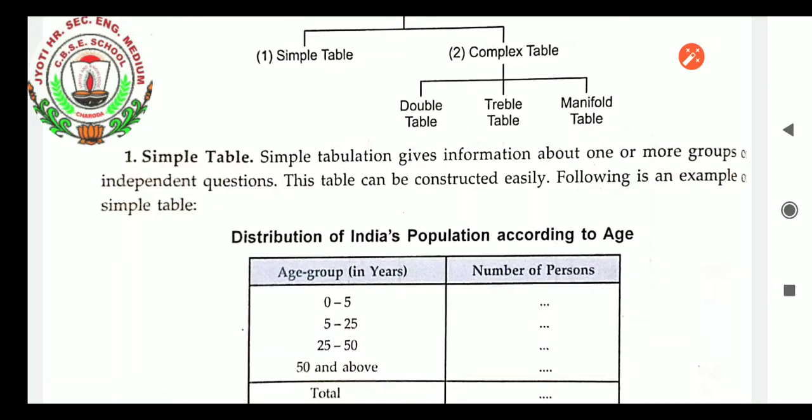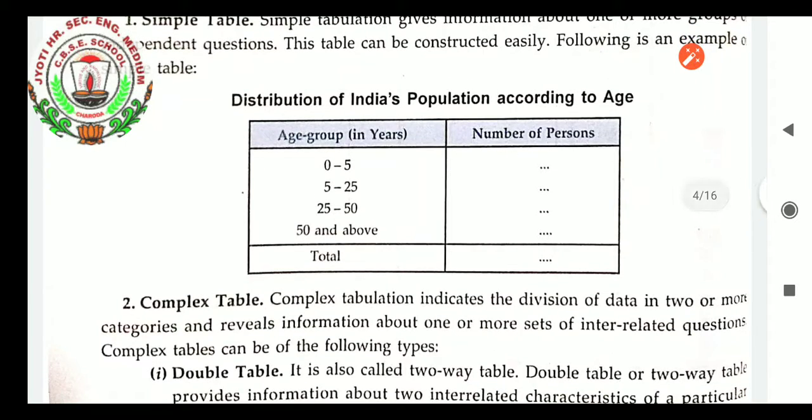When we talk about simple table, students, simple tabulation gives information of one or more groups of independent questions. The table can be constructed easily. Following is an example of a simple table: distribution of India's population according to age. Age group, number of persons. Just two headings are there and the table is constructed, giving the details of the number of persons in different age groups. So it is a simple table.